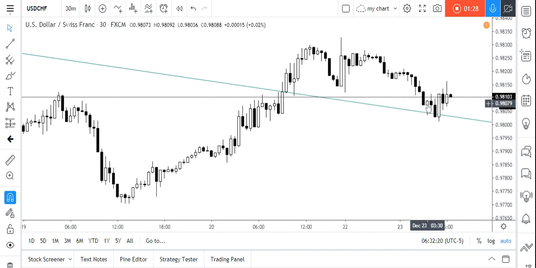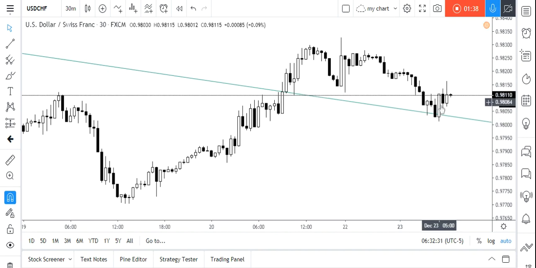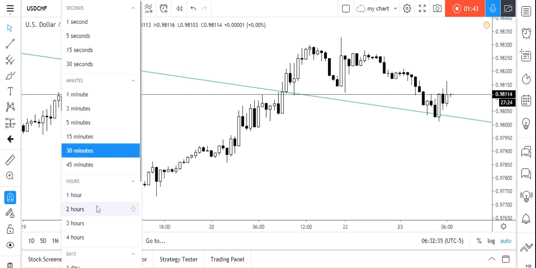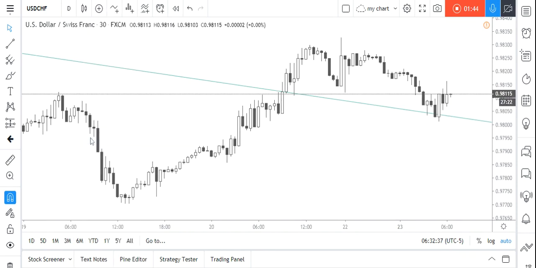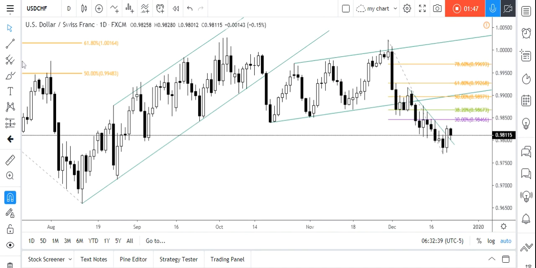But I didn't consider this candle for taking a buy position because the size of this candle is pretty small compared to the size of the other bearish candles. So I took this candle into account and entered my buy position. Now let's go back to the daily time frame, where I'll explain my target, not entry, sorry.